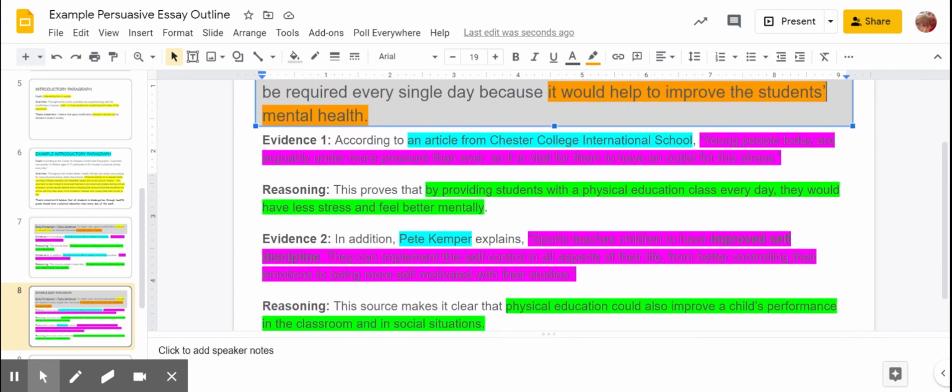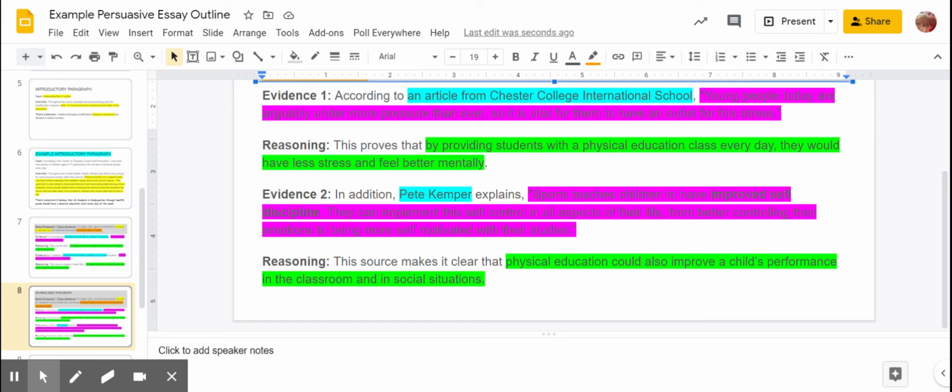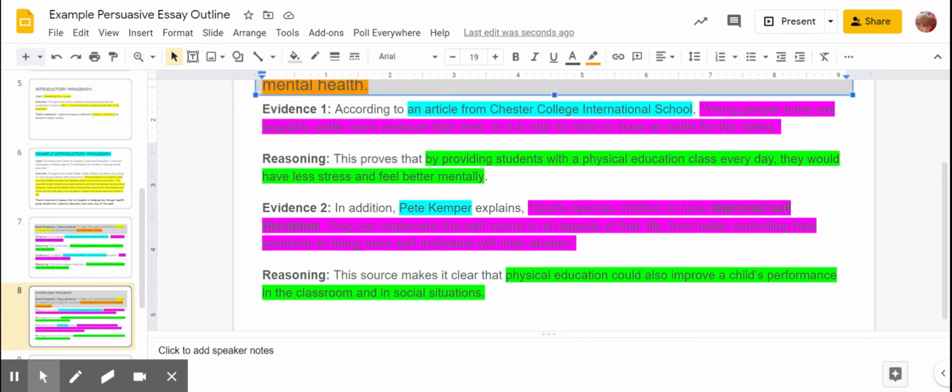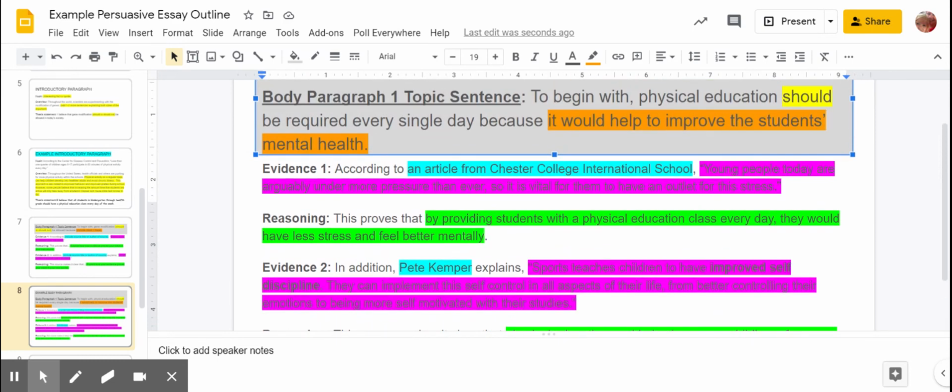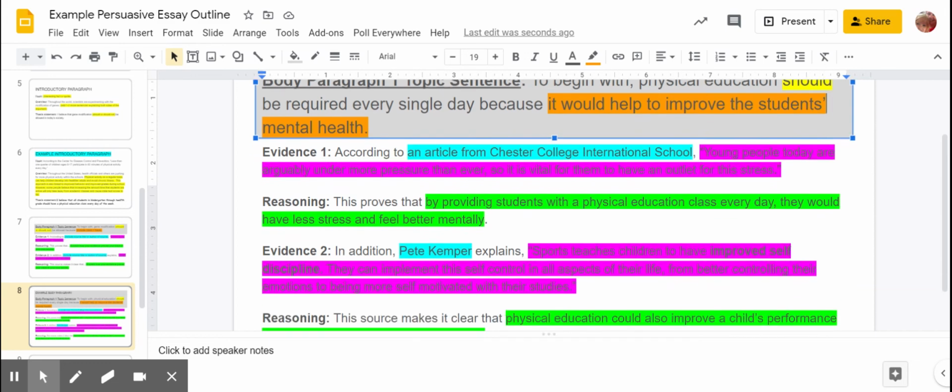All right, in addition, now I had to find a second piece of evidence. So rather than putting the article part here, I put the author's name. So, in addition, Pete Kemper explains sports teaches children to have improved self discipline. They can implement this self control in all aspects of their life, from better controlling their emotions to being more self motivated with their studies. So, then I used my reasoning. This source makes it clear that physical education could also improve a child's performance in the classroom and in social situations, which both of those could probably be related back to the mental health. So that's why I put those in there.